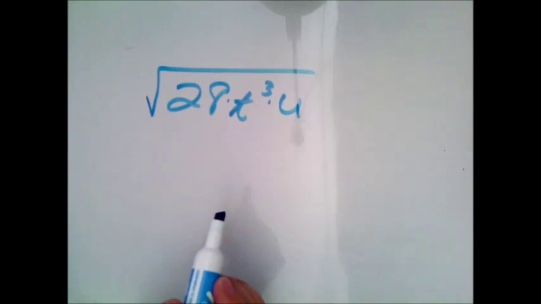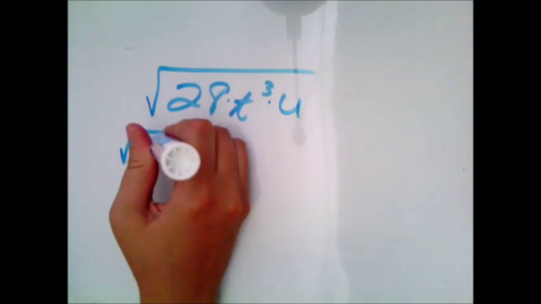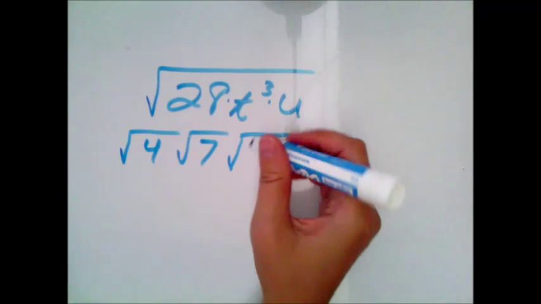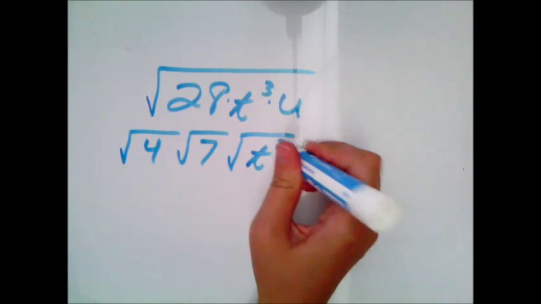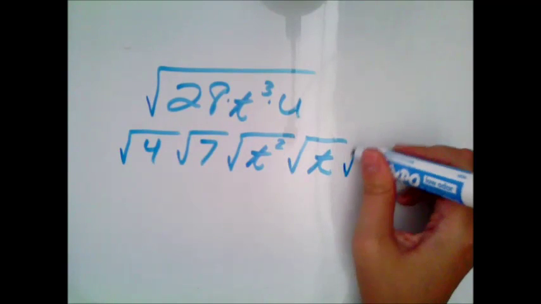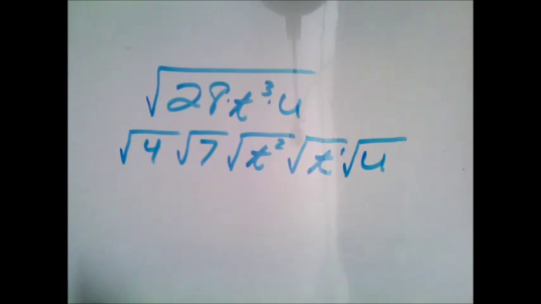I can't take the square root of 28, but I think 28 is 4 times 7, and so I can take the square root of 4. I can't take the square root of any odd one, so I can't do t to the 3rd, but I could definitely do t squared. So that would leave me with a single t left over. And then same thing, a single u, I can't split that up any further.